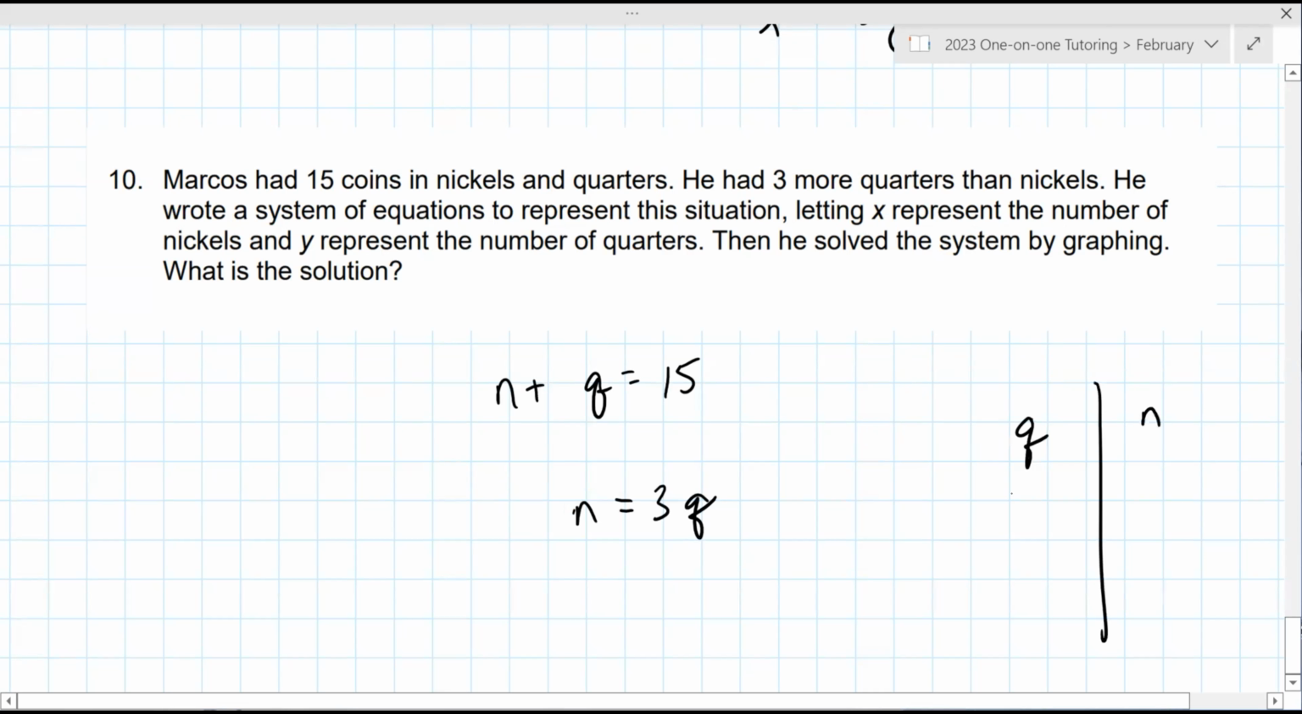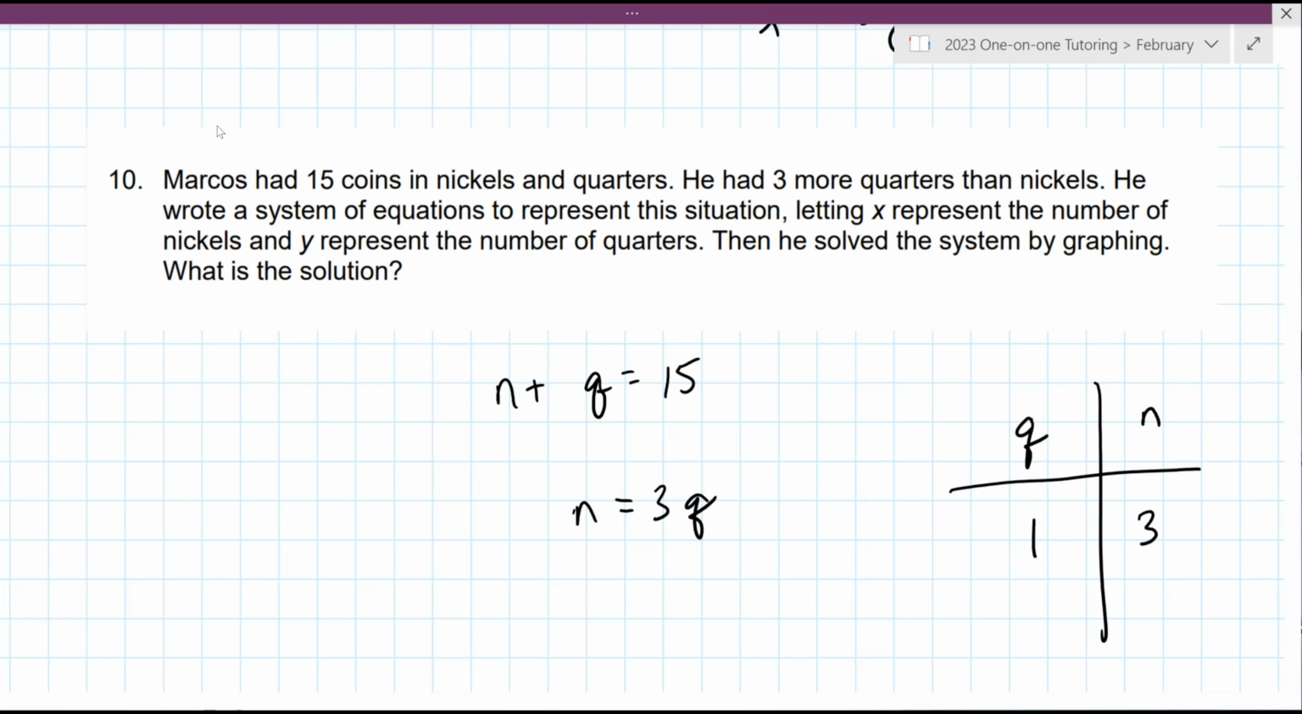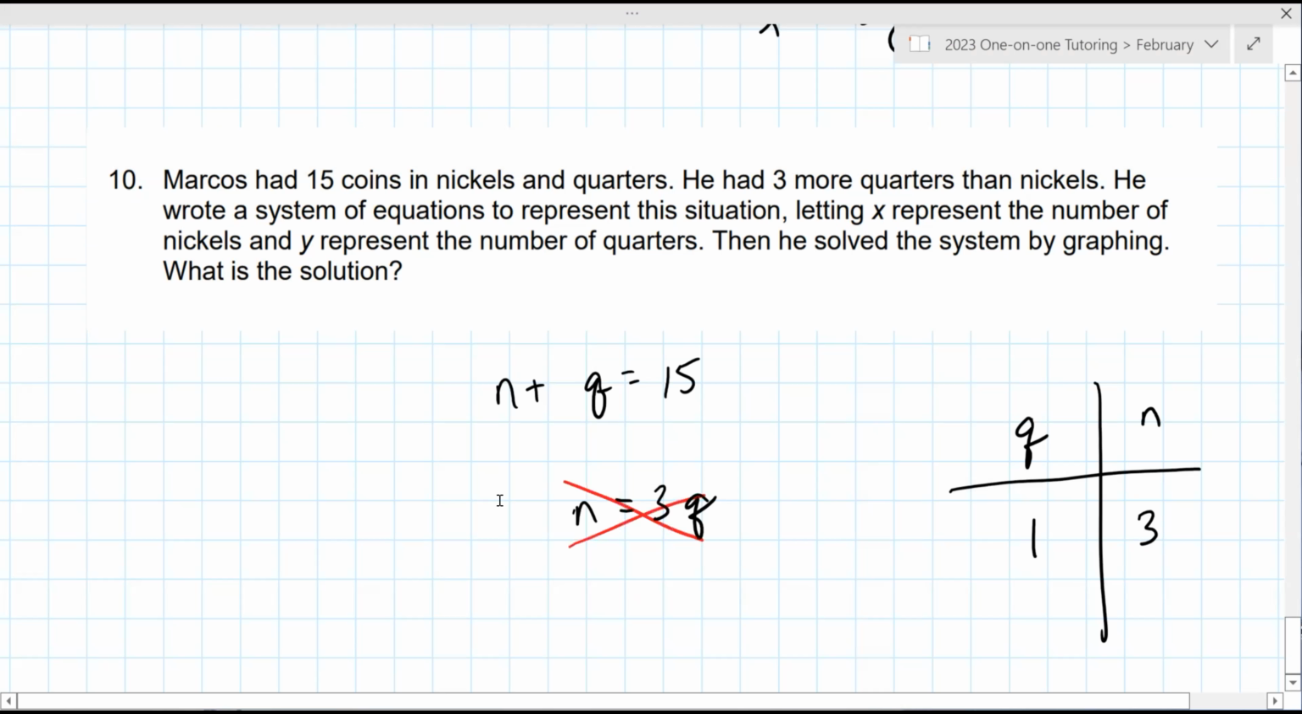Okay, so let's make a little table here. Q and N. Let's say he had 1 quarter. How many nickels does he have in this equation? He has 3. Okay. Is that what this says? He had 3 more quarters than nickels. Is that right? No. So that's not right. And that's your check here. Don't take that as criticism. Take that as, okay, Matthew's showing me how I check whether this is right or not. You put in numbers and ask, is that what it says? So try again.